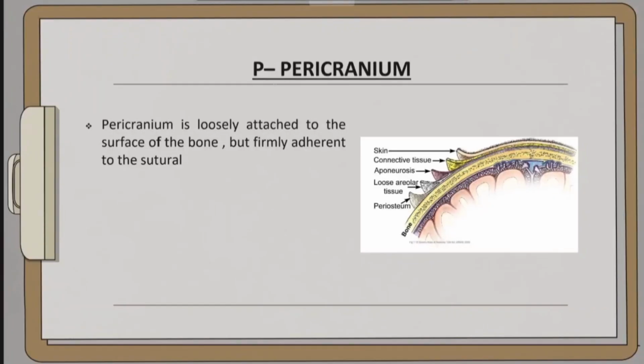The last layer of the scalp is the pericranium. This pericranium is loosely attached to the surface of the bone, but it is very tightly adhered to the suture part. So if this is a frontal or parietal bone, then you can see the pericranium is attached very loosely over the surface, but in the border area, it is very tightly adhered.